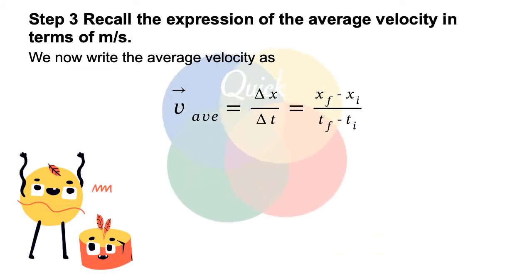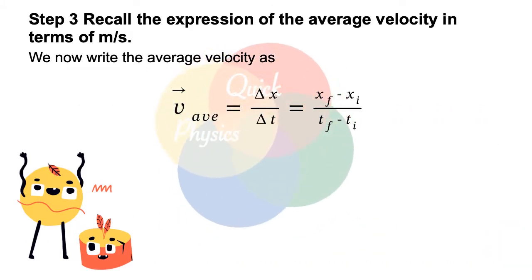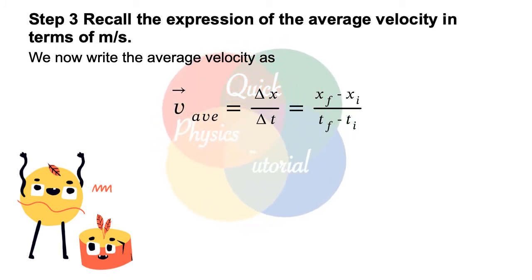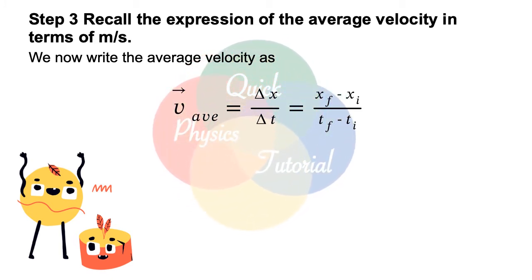Step 3. Recall the expression of the average velocity in terms of meters per second. We now write the average velocity as delta x over delta t equal to x final minus x initial over t final minus t initial.